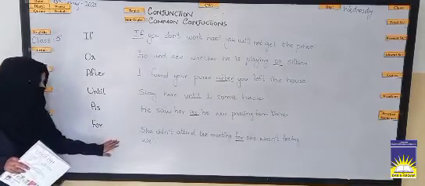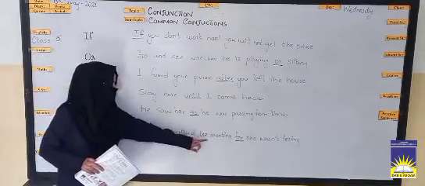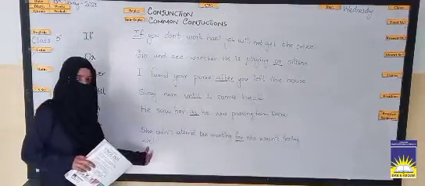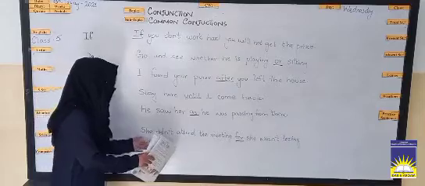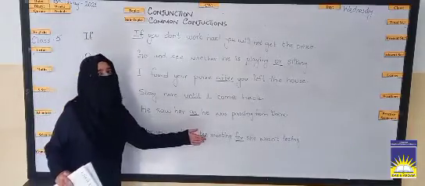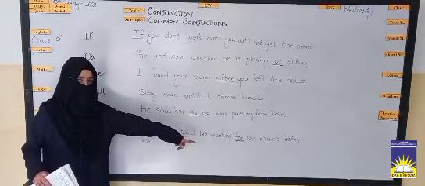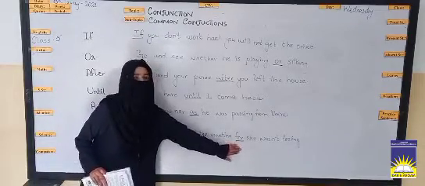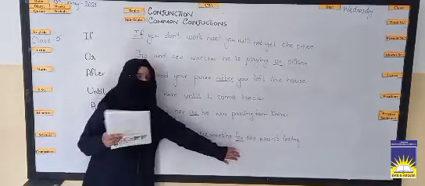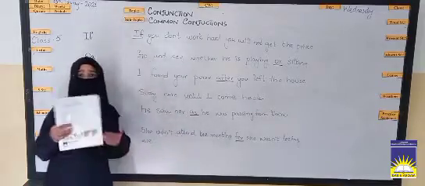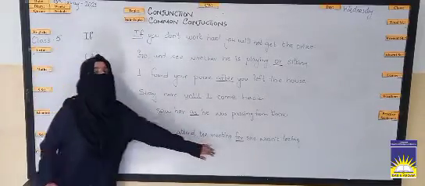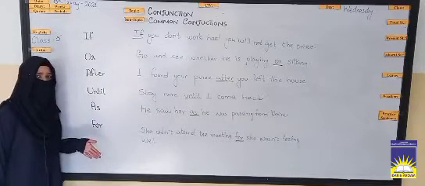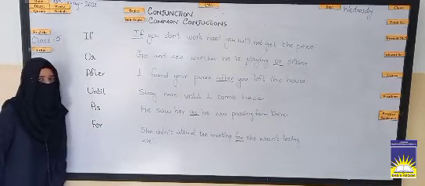Now look at the example. She didn't attend the meeting for she wasn't feeling well. Now we can see here that the reason is given in the next part of the sentence where we put the conjunction. So in this way it is used as because. ठीक है, तो reason बताने के लिए हमने बीच में for लिख दिया. So this is how these common conjunctions are used. Now let's move on to the next one.